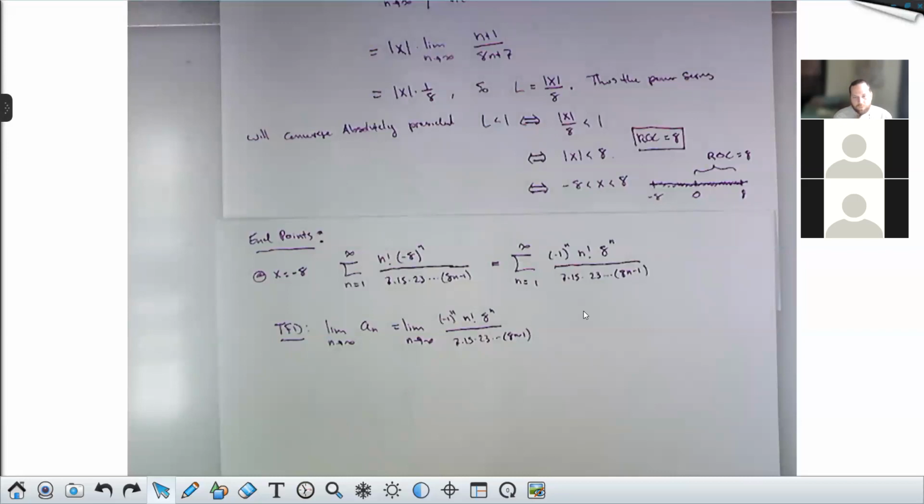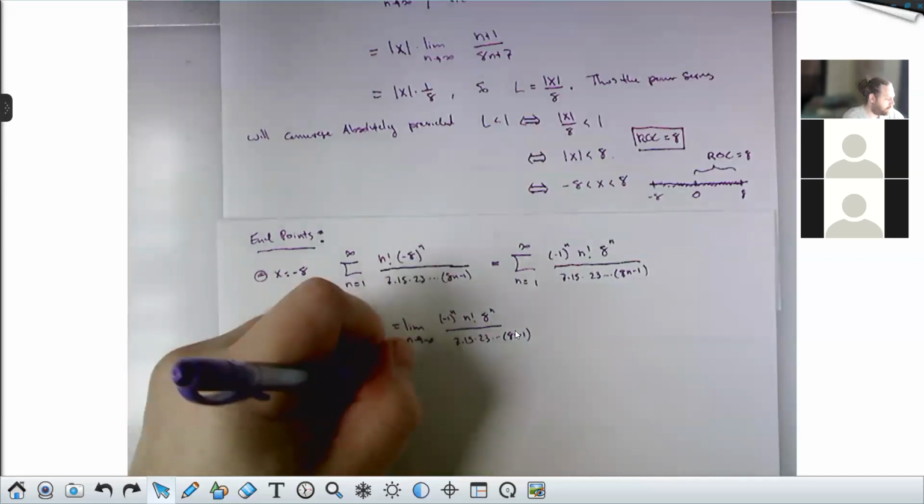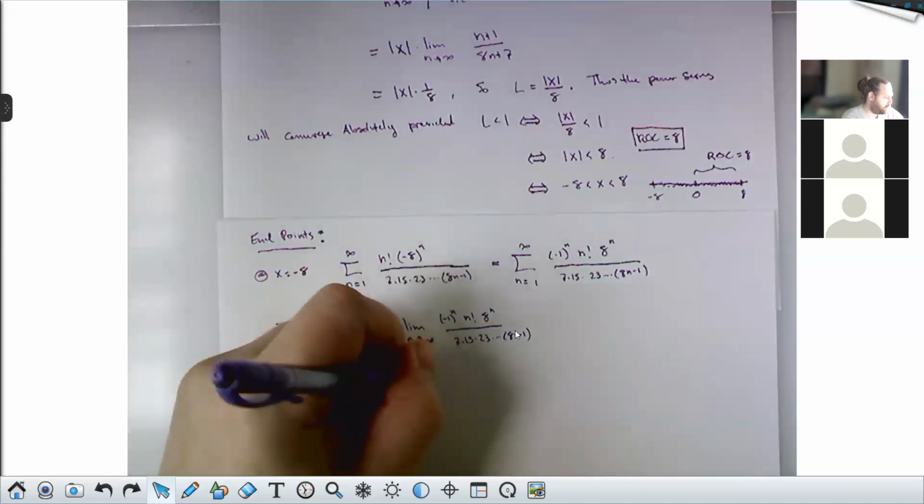Well, how many terms are there in the product downstairs? All the way out to 8n minus 1. So there's going to be n terms in the product downstairs. I could start splitting this up as 1 over 7, 2 over 15, 3 over 23, all the way out to n over 8n minus 1. Let me try that. So here's an interesting thing, right?